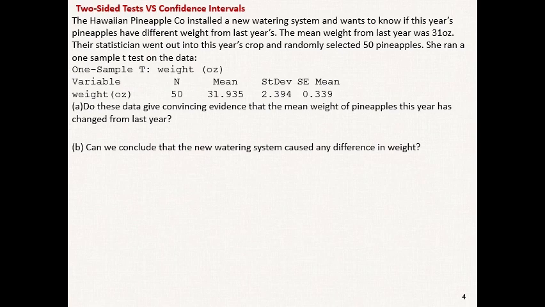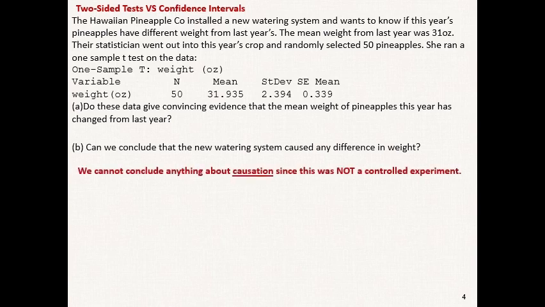All right, so question B for this same question is, can we conclude that the new watering system caused any difference in the weights? And the answer is no. We did not do an experiment. We did not run a controlled experiment, so we cannot show causation. Perhaps this year's weather was warmer than last year. Perhaps there was more sunshine this year. There are other factors that could have come into play. We cannot show causation because we did not run a controlled experiment.